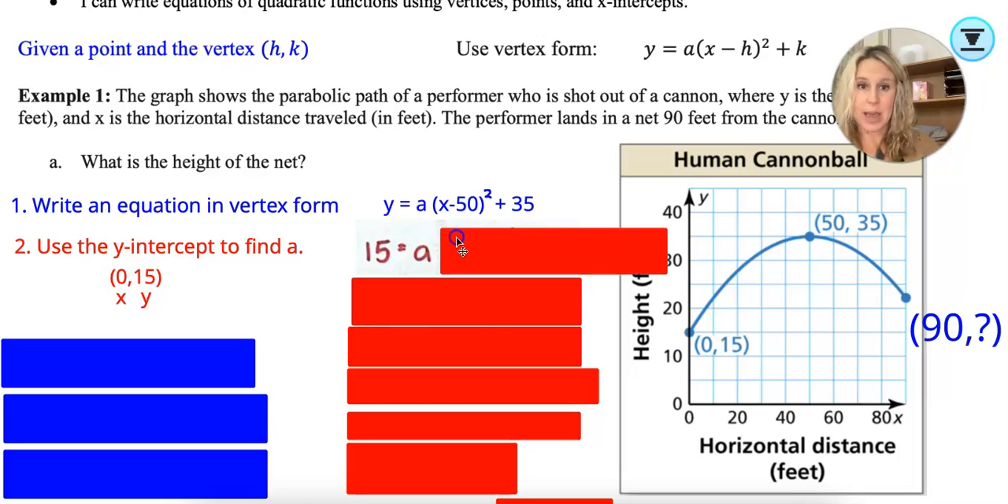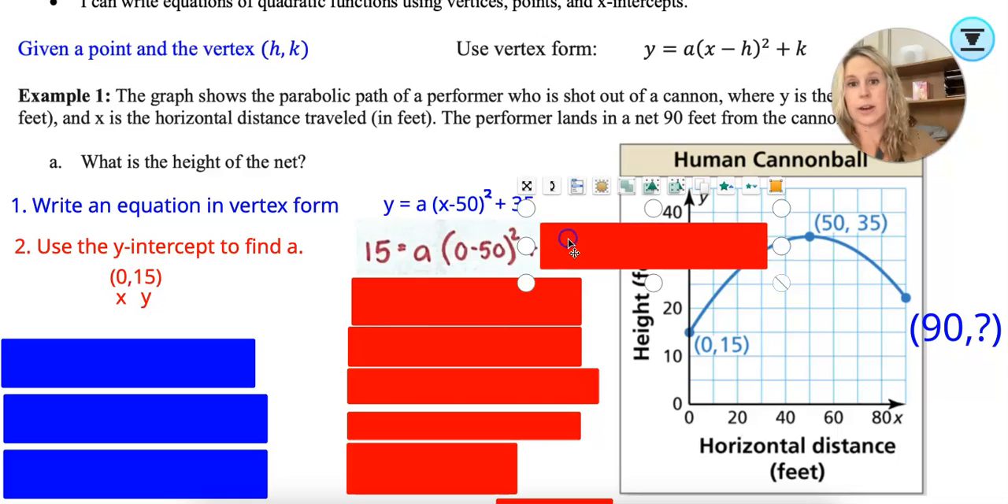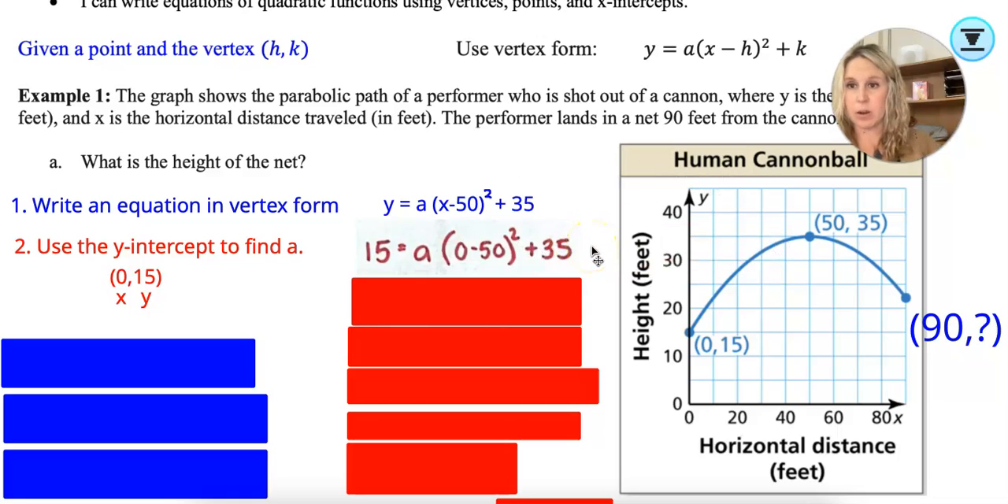Again, I don't know my a. Parentheses, I do know my x value is a 0. And then minus 50 squared, and the rest of my equation. Okay, so after you have an equation in vertex form, you can use the y-intercept or any point to substitute it in and solve for a.